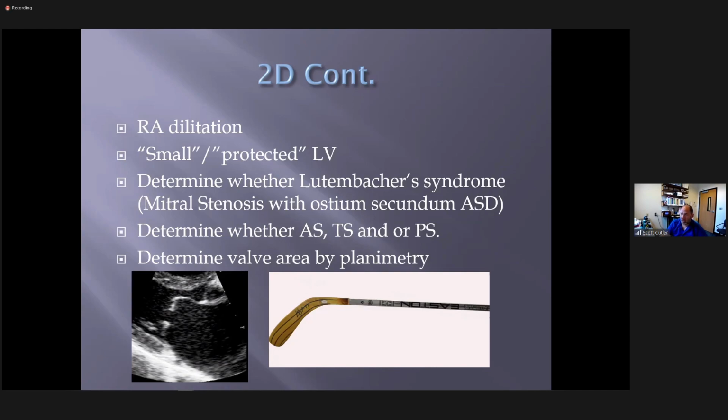Okay, and then planimetry. So planimetry, as I've mentioned, is not like the best measurement. It can be hard to get the right plane to get it exactly. If you have 3D available, the 3D can be quite good actually, because you can actually see the entire valve orifice, whereas taking a 2D slice, you're just taking a single slice through it, and you can way overestimate that hole if you're not coming in at exactly the right plane.